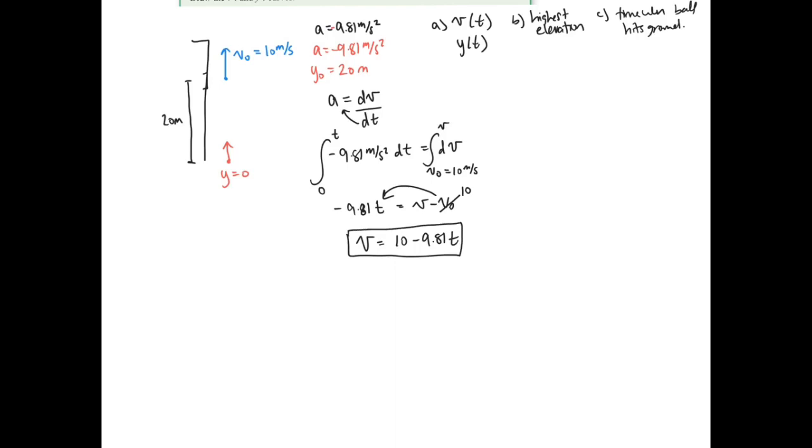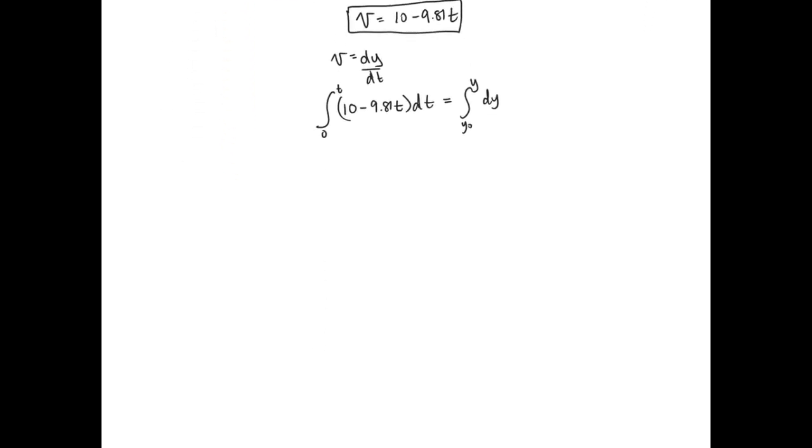They also want an equation for position, so we know that velocity is equal to dy over dt. So we do exactly the same thing, except now we have an equation for velocity with respect to time that we plug in to here. So we end up with 10 minus 9.81 t, integrated over time from t equal to 0 to time t, is equal to the integral from y naught to y of dy. So when we perform this integral, you have 10t minus 9.81 t squared over 2, evaluated from 0 to t, I'll put brackets here for the whole thing, is equal to y minus y naught.